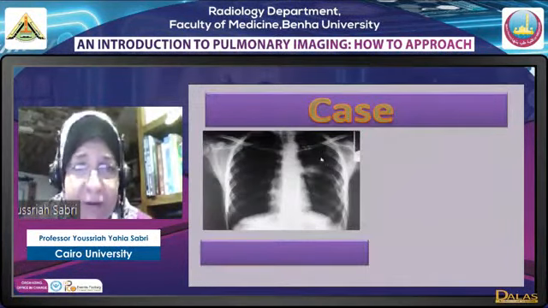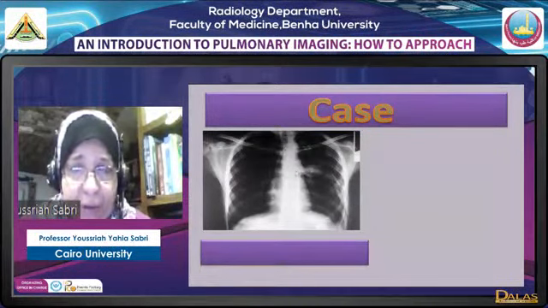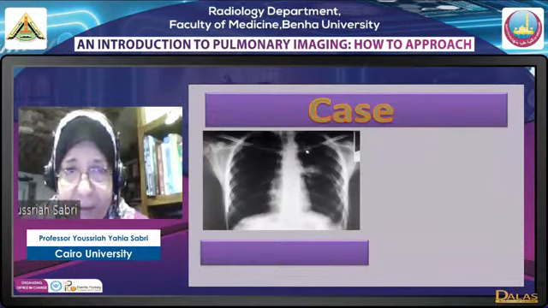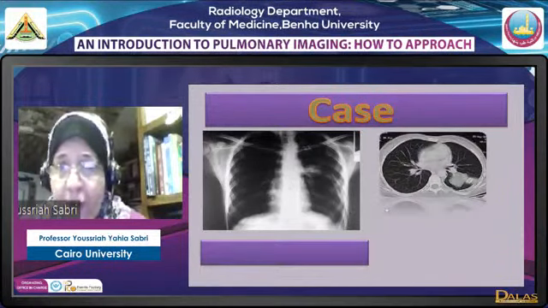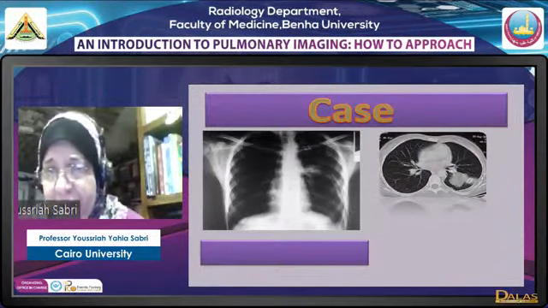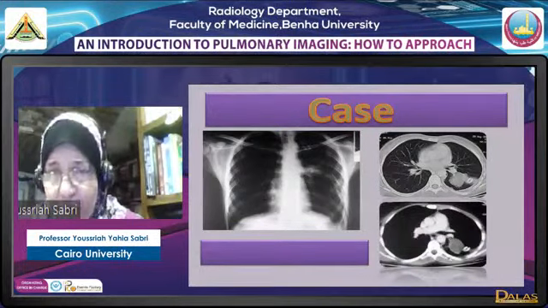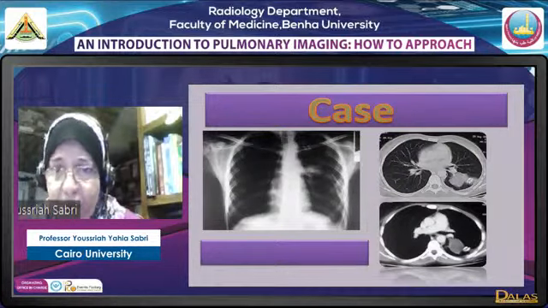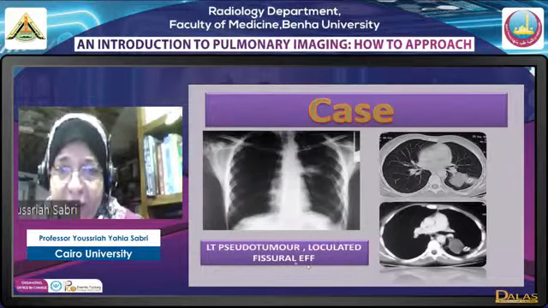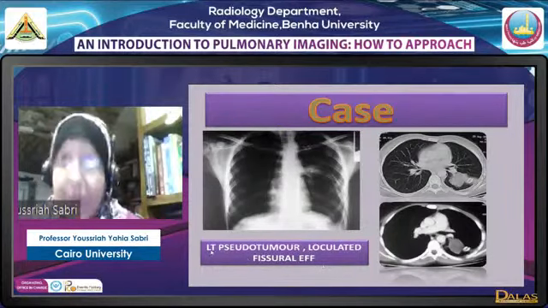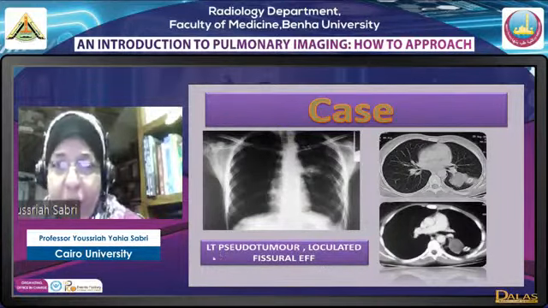Here we have another interesting finding. We have a well-defined lesion superimposed on the side of the left hilum, and as you can see, an intercostal tube. Going to CT, this lesion is in the site of the major fissure. Looking at the tissue characterization, it is totally fluid containing. It's actually a fissural lesion, as you can see, and the tube is seen crossing here. This is a loculated fissural effusion, which may be named a left pseudo-tumor.